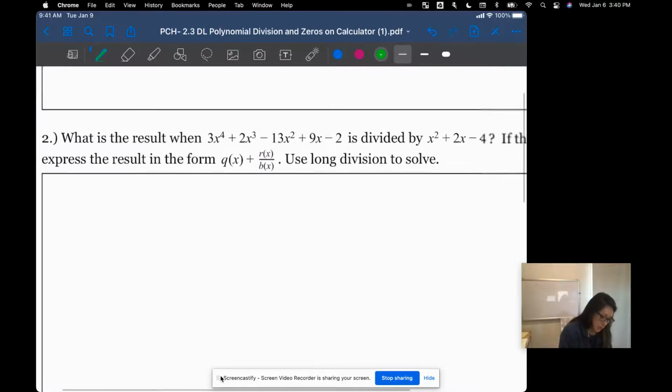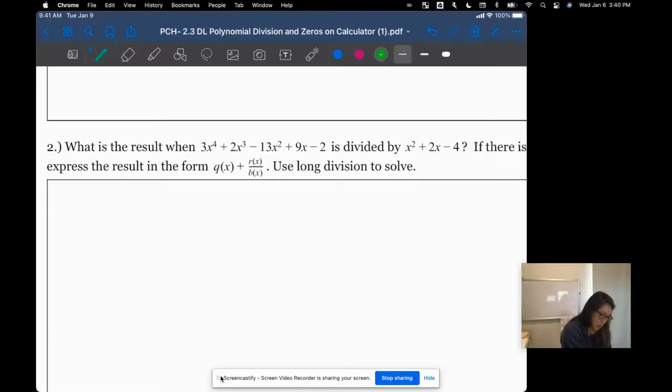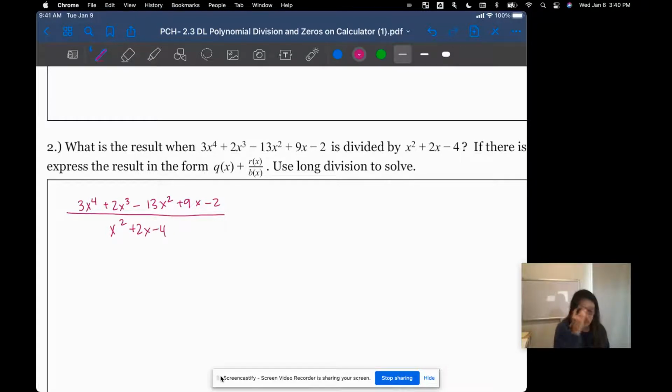Another example of long division, we're going to take 3x to the fourth plus 2x cubed minus 13x squared plus 9x minus 2 all over x squared plus 2x minus 4. One thing I notice here is that the polynomial that I'm dividing by, x squared plus 2x minus 4, is quadratic.